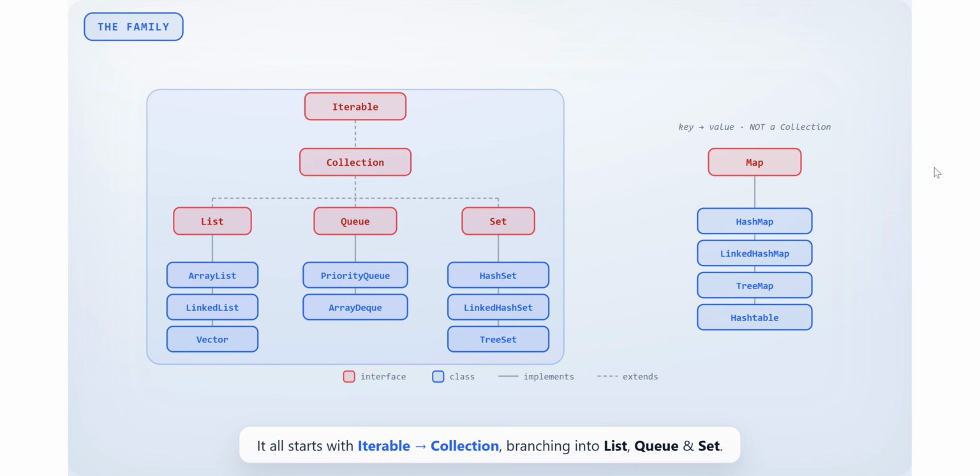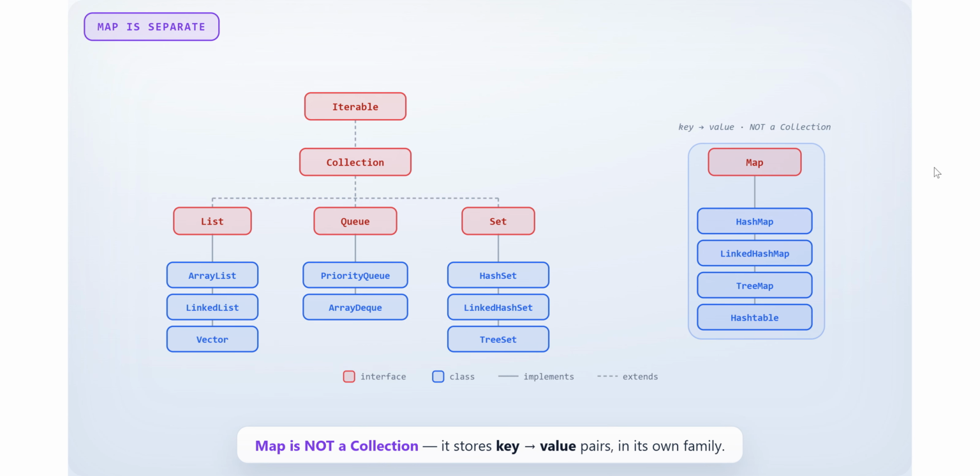It all starts with one family tree. Everything begins with Iterable, which leads to Collection, the root of most containers. Collection branches into three big interfaces: List, Queue, and Set. Each solves a different problem. But there's one important outsider.